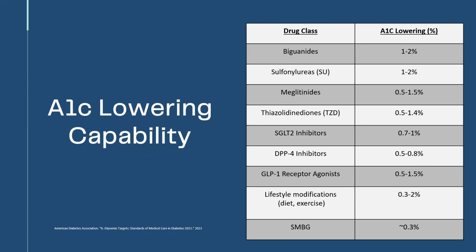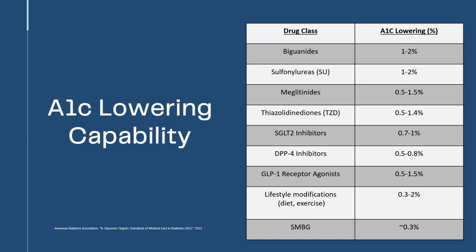Meglitinides, we're going to talk about them in a little while. They're sulfonylurea-like drugs, but with a very different pharmacokinetic profile, so they're also fairly effective. And the TZDs, things like Actos, are also pretty effective. Everything else is kind of lower down on the list, with a possible exception of GLP agonists. If you look, the range is fairly wide, and depending on the article you read, they're either less effective or more effective. So I think it's a bit of a gray area.